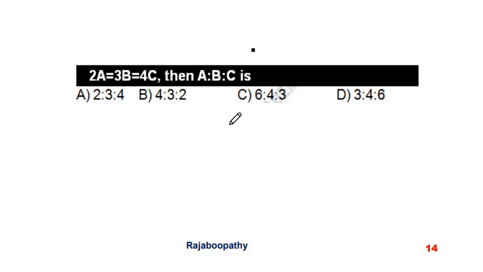Now we'll start doing problems from basic to advanced. This is one of the basic problems. If 2a equal to 3b equal to 4c, then what is a is to b is to c? Tell me the answer, fast.